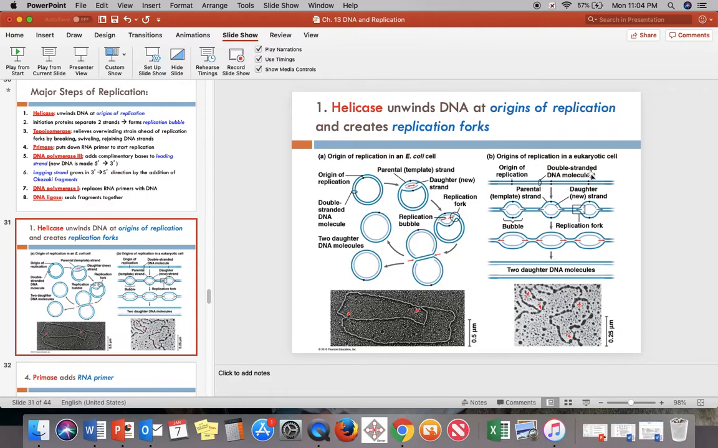In eukaryotic DNA, since it's linear, you notice that we have 1, 2, 3 replication forks in this instance, okay? So in eukaryotic DNA, due to its linear form, it can have numerous replication forks. Why would that be important? Faster DNA replication, okay?